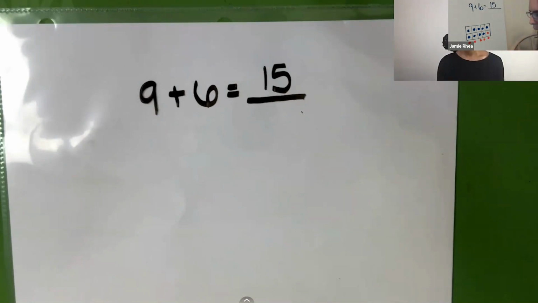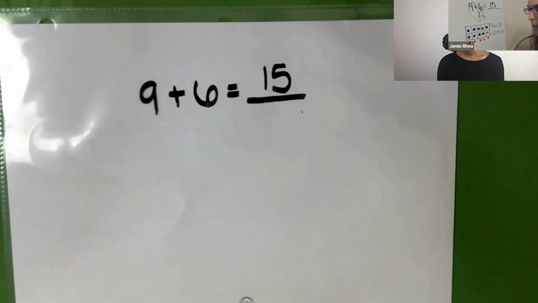Now, how many did I put in the frame for 6? I put 1 in the frame for 6. How many are outside the frame for 6? 5. Okay, so I know that 9 plus 1 more equals 10. Okay, and then I know that I take my 10 and I add up what's left over, my 5. So I know that 10 plus 5 equals 15.